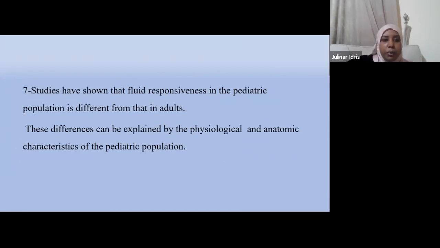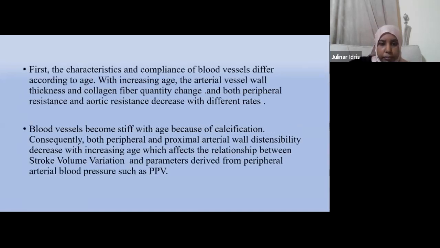Studies have also shown that fluid responsiveness in the pediatric population is completely different from the adult. This difference can be explained by many physiological and anatomical characteristics of the pediatric population. For example, the characteristics and compliance of blood vessels differ according to age. With increased age, the arterial vessel wall thickness and the collagen fiber quantity change, and both peripheral resistance and aortic resistance decrease at different rates. Blood vessels become stiffer with age because of calcification. As a consequence, both peripheral and proximal arterial wall distensibility will decrease.